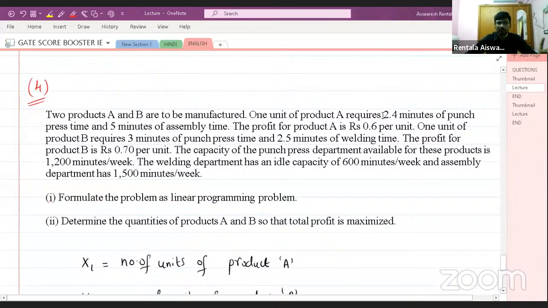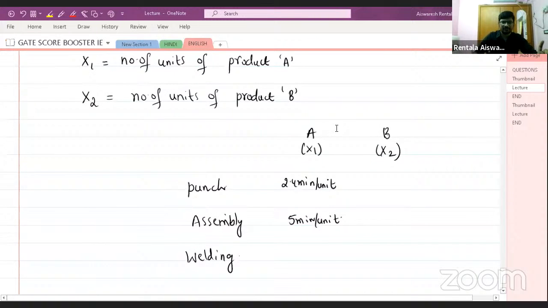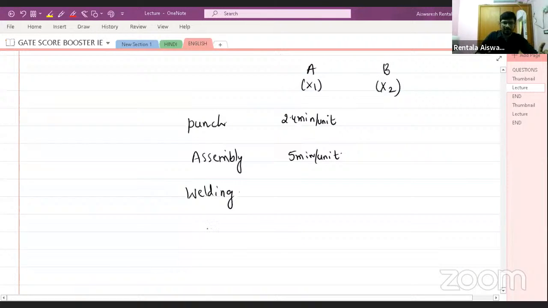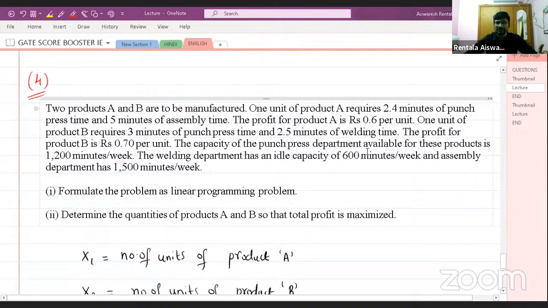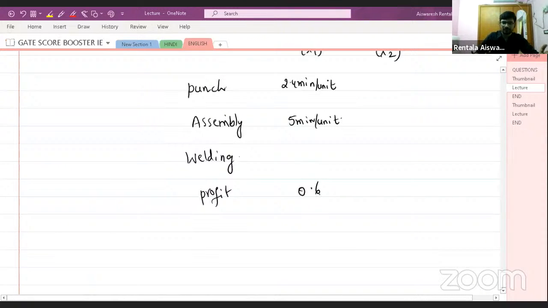Okay, so let us look into product B, and profit is also given. Let me write one more column which is profit. So it is 0.6. The profit is given as 0.6 per unit.